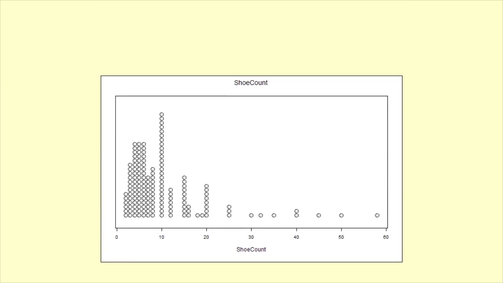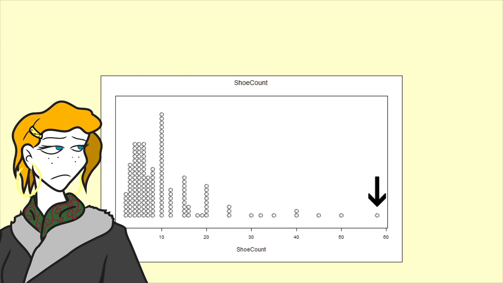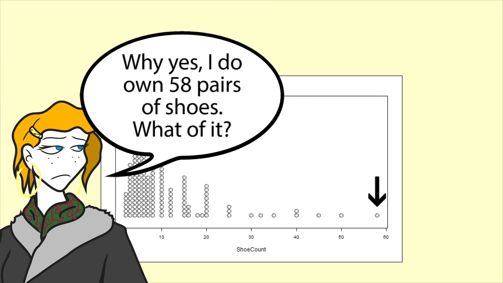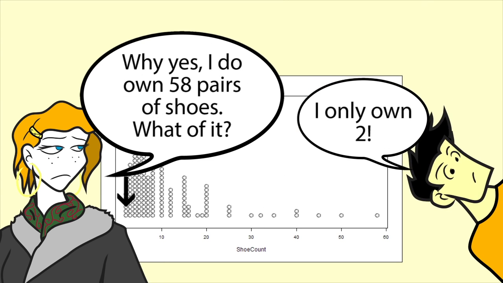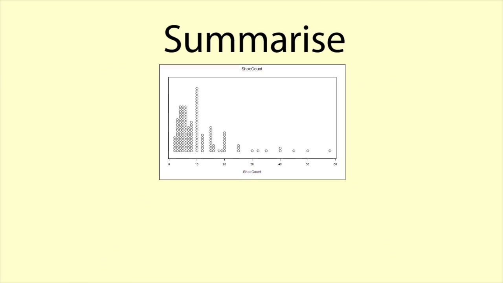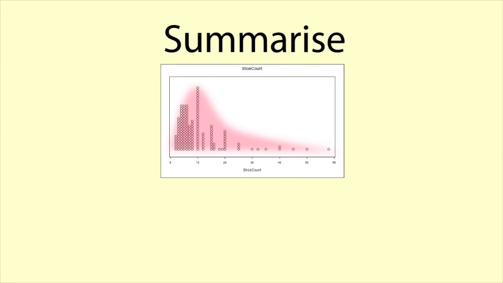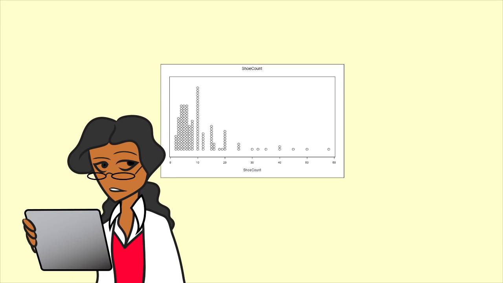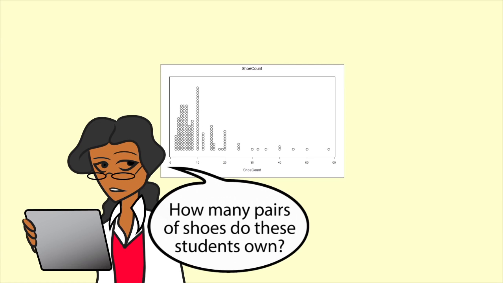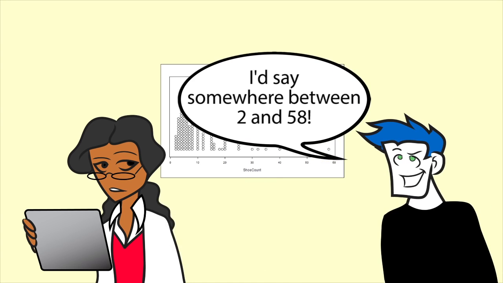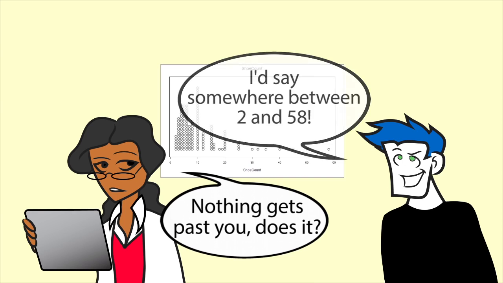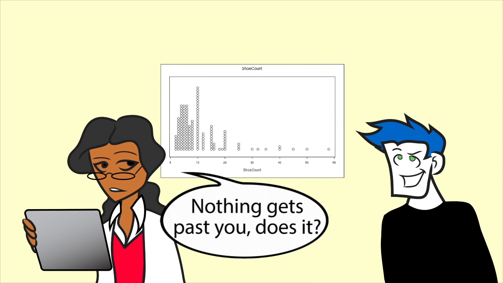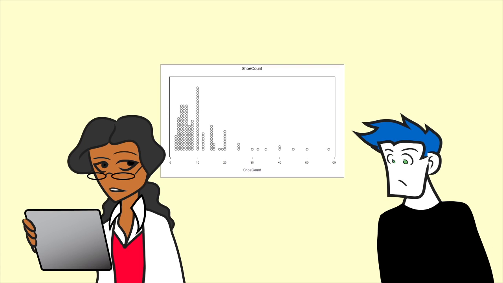Here is a dot plot of the number of pairs of shoes 161 students said that they owned. Each dot corresponds to one person and indicates how many pairs of shoes that person said they owned. When we summarize, we look at the overall distribution and ask, what would be a typical number? If someone asked you, how many pairs of shoes do these students own? There are several possible answers. For now, we're only going to allow a one-number answer, a single indication of position or location.